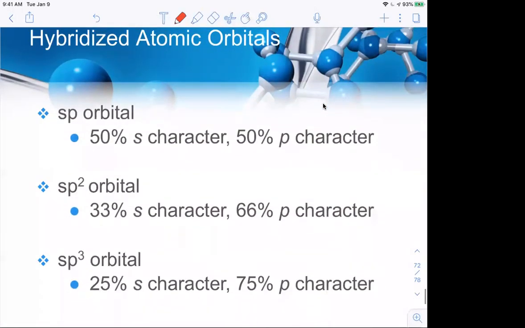Also remember, sp is 50% s, 50% p. There's only 2 orbitals, half of it's from an s orbital, half of it's from a p. sp2, I have 3 orbitals. 1 is from an s, 2 are from p, they combine, so it's 33% s, 66% p. sp3 has 25% s character, 75% p character. That's going to be important later on when we actually look at acidity and that kind of stuff.